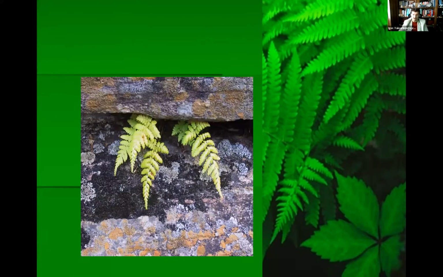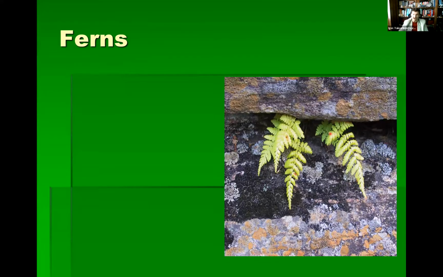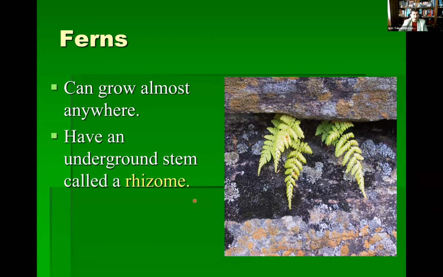As you can see, we have 1, 2, 3, 4, and 5 fronds growing out of literally rock, and you can also see the lichens, right? Different color structures, the crusty ones, the leafy ones, and so on. So they can grow pretty much anywhere, and they have an underground stem known as a rhizome. Rhizome, root-like. Don't mix it up. Rhizoid, root-like, and rhizome, a stem which looks like a root.